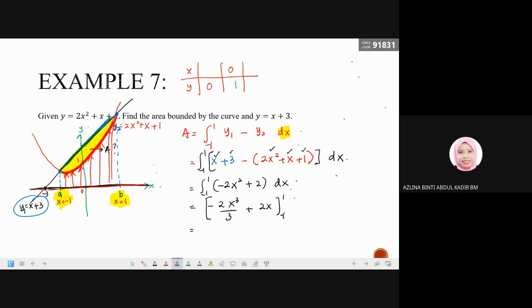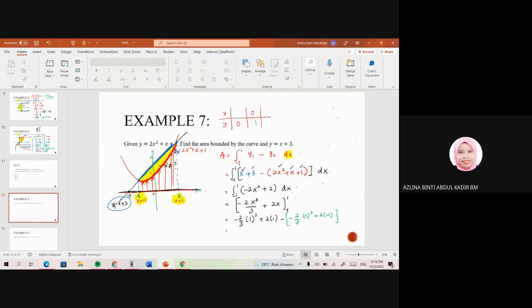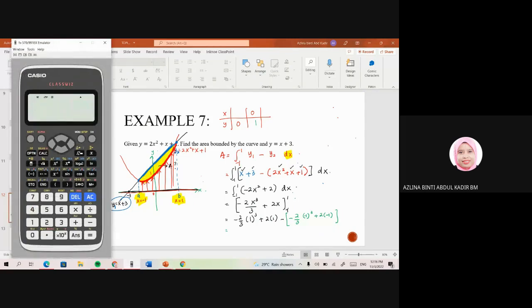And then show your substitution. Negative 2 over 3. Ni 1 cube plus 2 times 1. Okay, minus dengan substitute. X is equals to negative 1. Negative 2 over 3. Negative 1 cube plus 2 times negative 1. Okay, ya. So awak tekanlah kalkulator. Okay, macam mana nak tekan kalkulator? Ambil function negative 2 over 3. Mari tekan sama-sama. Negative 2 over 3 alpha x cube. Lepas tu plus 2 alpha x. Okay, calculate x equals to 1.